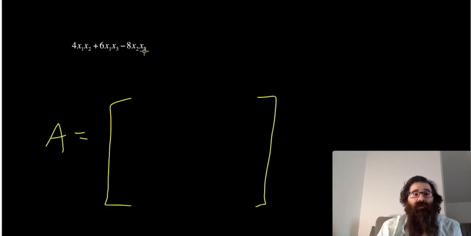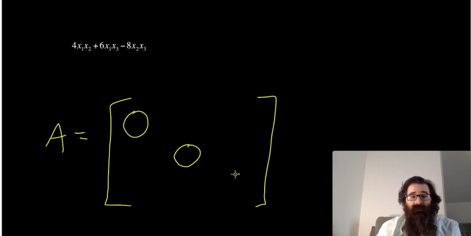3x3 matrix. Notice I only have the cross product terms. I only have the mixed variable terms. I don't have any x1 squared, so it's got to be a 0x1 squared. I don't have any x2 squared term, so it's got to be a 0 for that as well. And I don't have any x3 squared term. It's got to be a 0 for that as well. But I do have my x1, x2 term, and that's got a coefficient of 4. We got to split it in half. x1, x2 should live here and here. Splitting 4 in half, that's got to be 2 and 2.